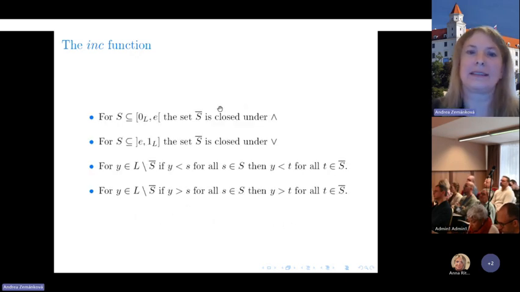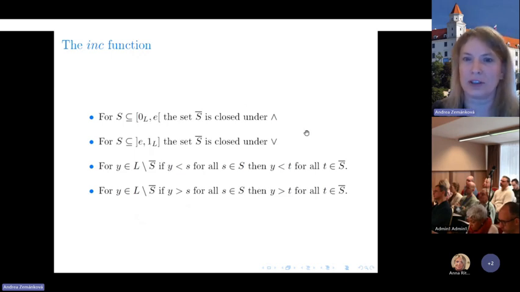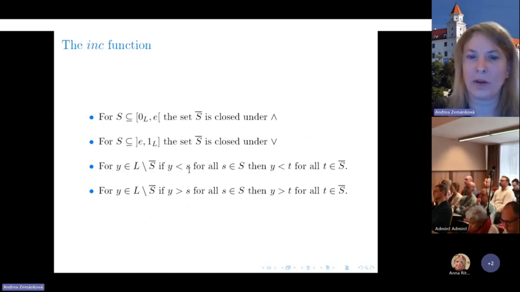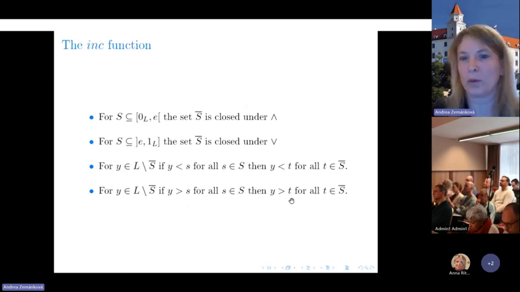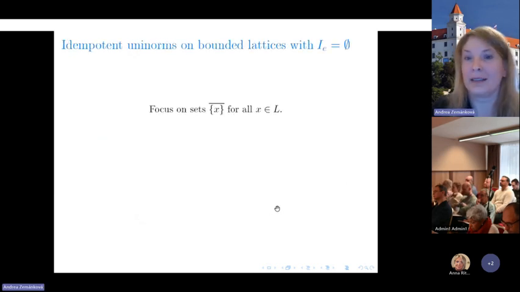What is important is that the set over line S is closed under meet in the lower interval, and it is closed under join in the upper interval. This means that each such set is closed under any idempotent uninorm. Moreover, if some element is smaller than all points from set S, then it is smaller also than all points from set over line S. And if it is bigger than all points from S, then it is bigger also than all points from the set over line S. This means that our task is easy.